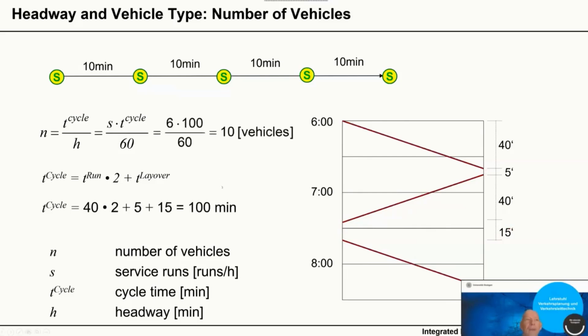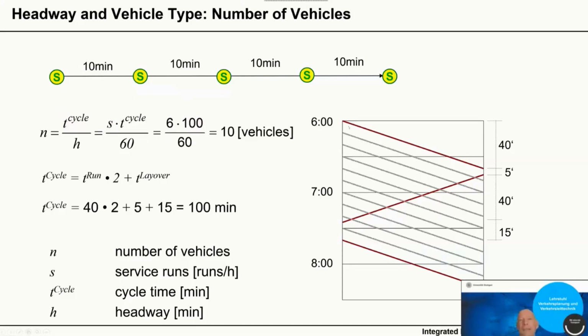Now, with that value, you can compute. We already decided on the headway or the number of services. In our case, we computed 6 services and our cycle time is 100, so we need 10 vehicles. Or just simple, you say 100 minute cycle time, our headway, frequency of 6 is 10 minutes, 100 divided by 10, that gives us 10 vehicles which we need.